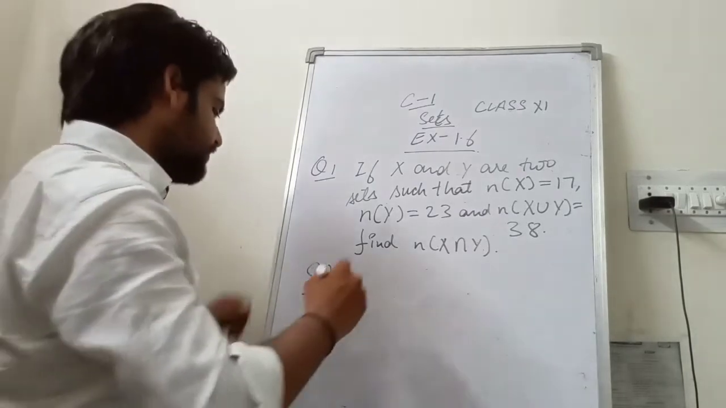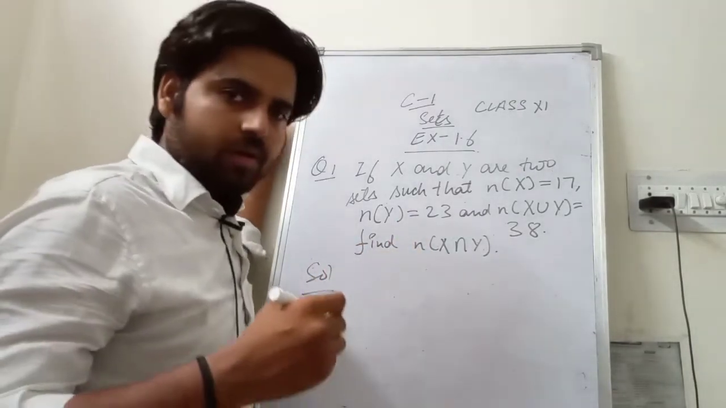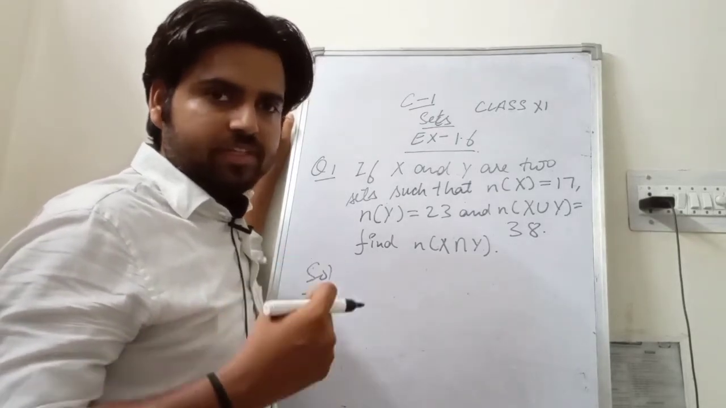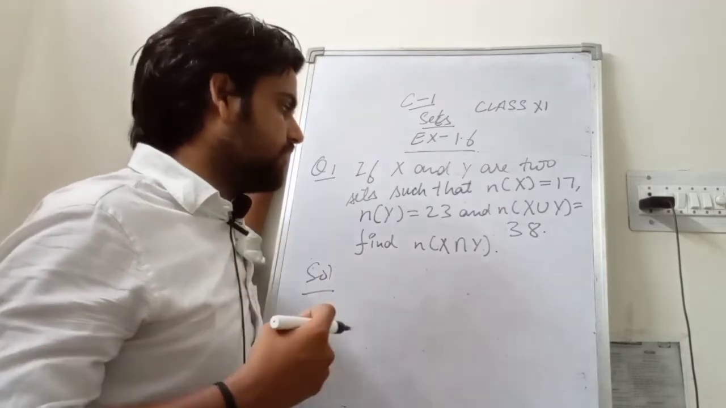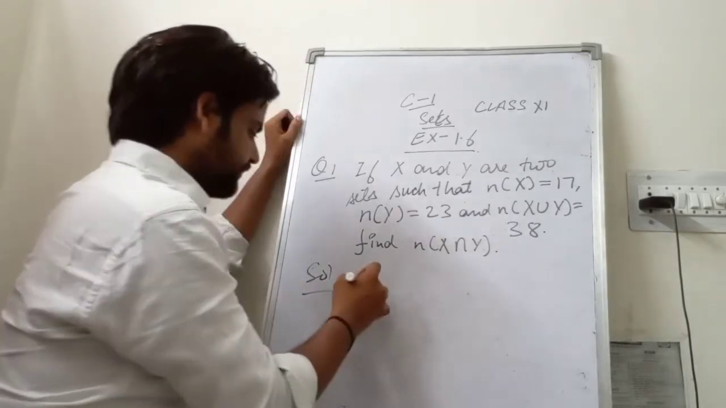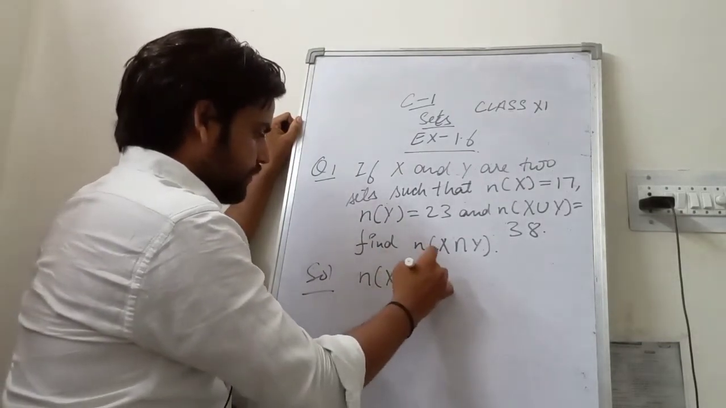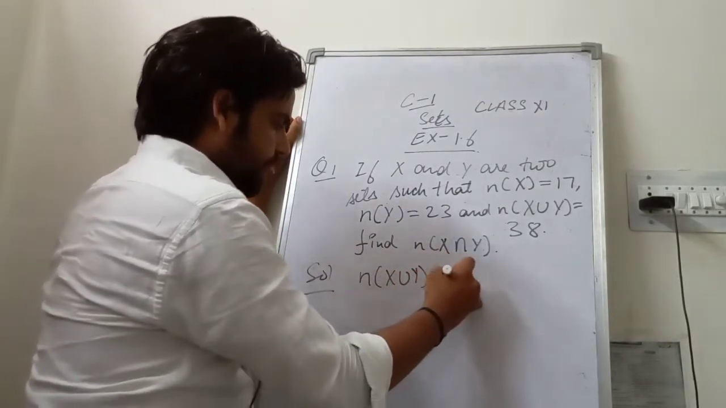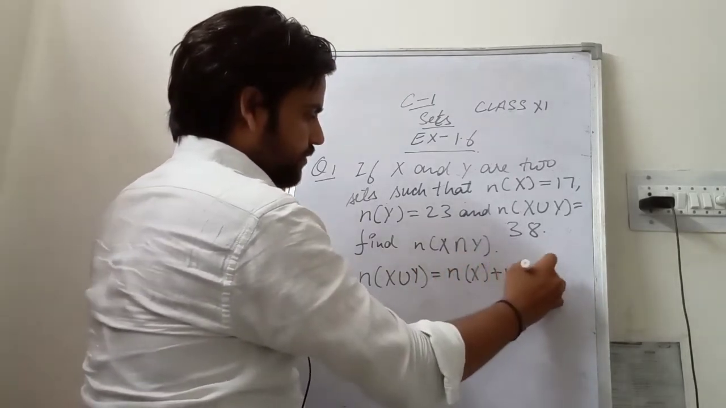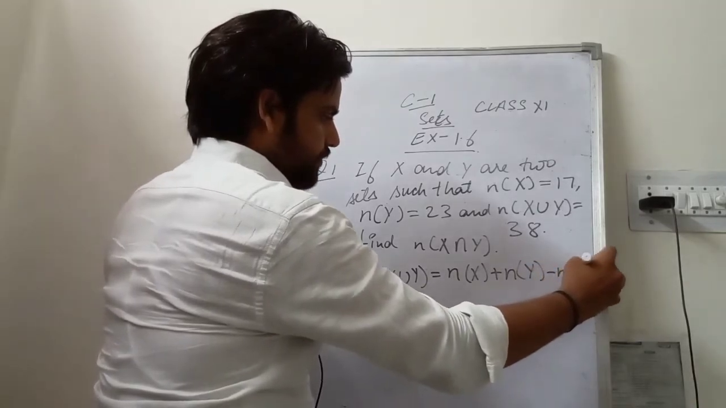For this we have a simple formula, and I will explain how this formula came. By a Venn diagram it will become very easy to understand the formula. But first we'll use the formula. The formula says the cardinal number of X union Y is equal to the cardinal number of X plus the cardinal number of Y minus the cardinal number of X intersection Y.